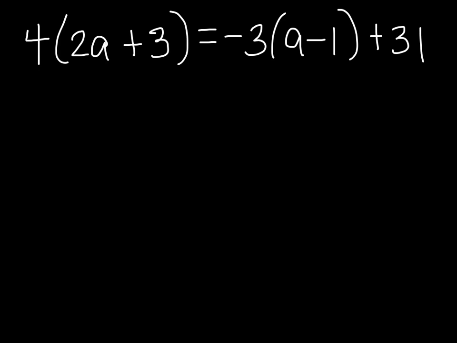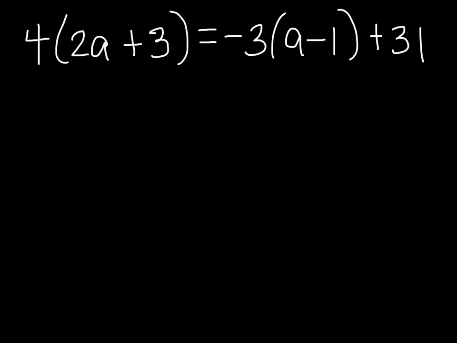Solving multi-step equations, review number 2. I'd like you to go ahead and write down this problem. 4 times (2a + 3) equals negative 3 times (a - 1) plus 31. Write that down, go ahead and solve it, and then we will check it together.